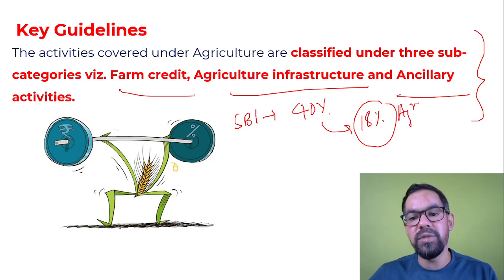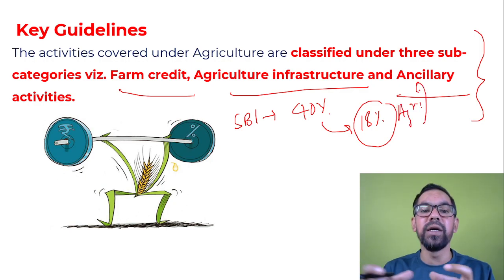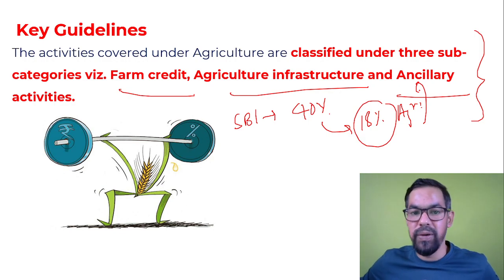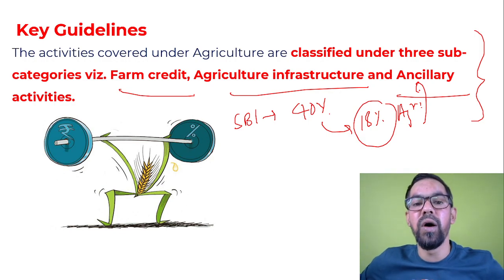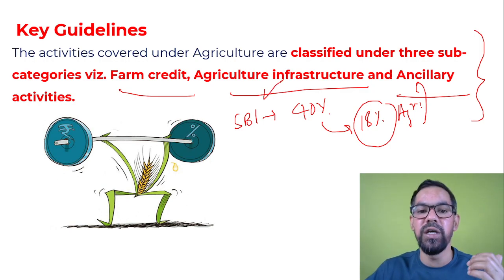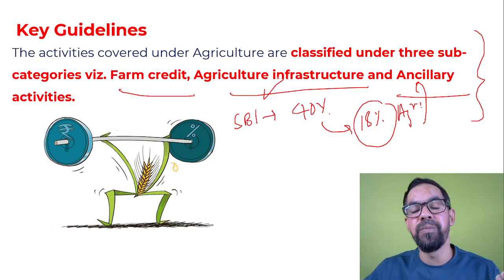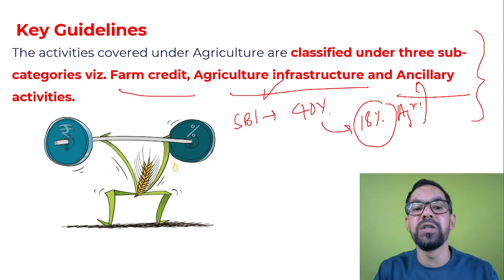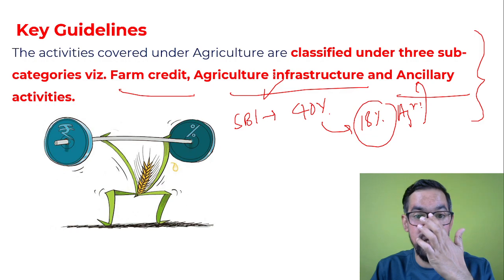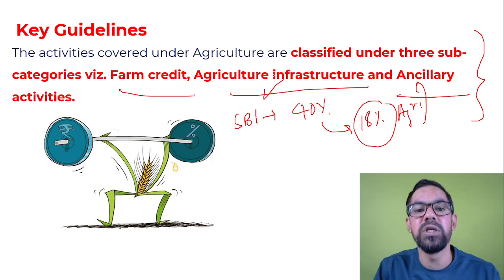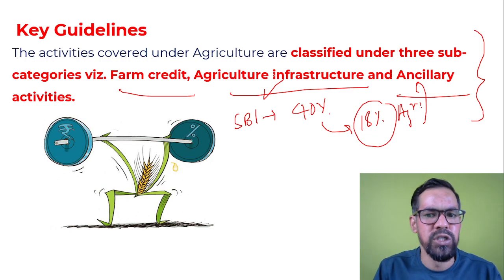So now what comes under agriculture? Agriculture is further categorized into three parts. One is farm credit, agriculture loans, basic loans, meaning loans for the production of agriculture items. The second one is agriculture infrastructure, which generally covers building of infrastructure related to agriculture, like warehouse creation, a loan for pumps, or any other things for irrigation purposes.